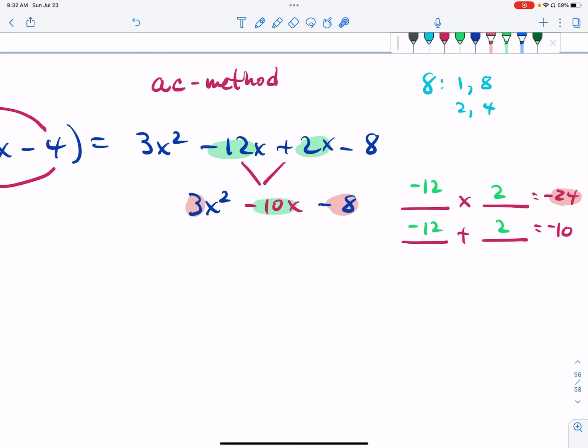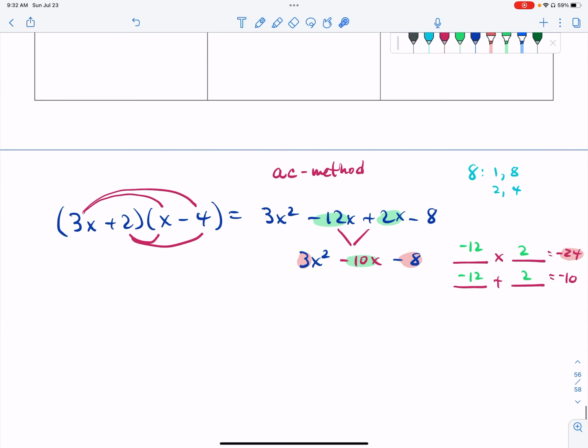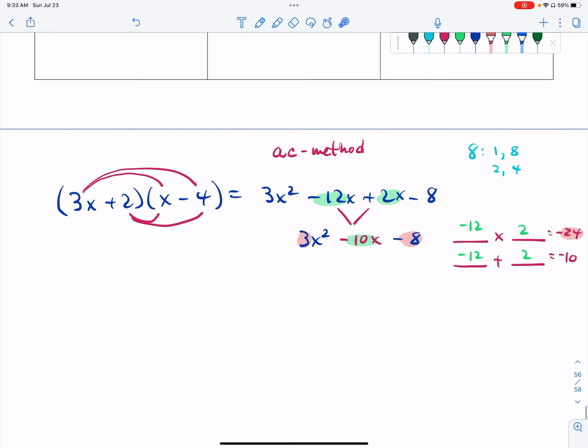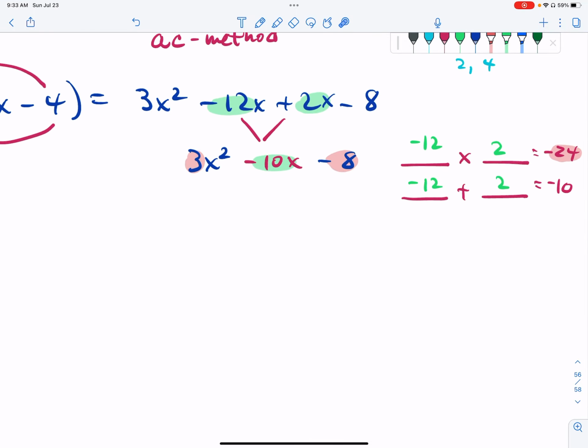This is where, whenever I did my little foiling technique here and foiled this stuff out, I would take this negative 3x times the 4 to get the negative 12, and then the 2 times the x to get the 2x. That's where those things came from.